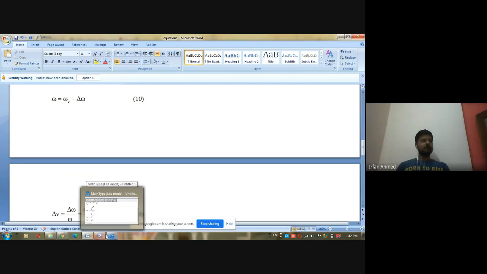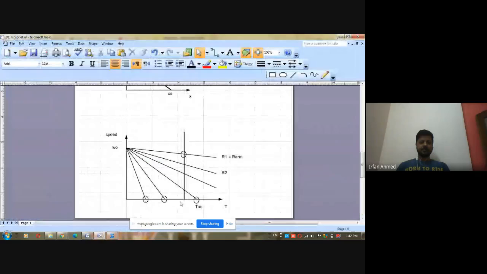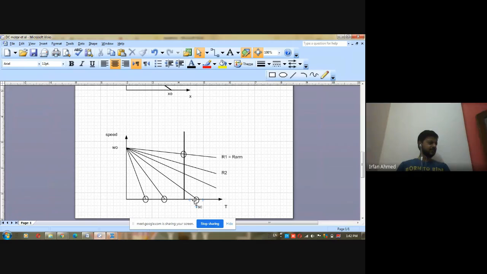Omega is equal to omega naught into 1 minus T by TSC. Here omega is 0. That means 1 minus T by TSC is equal to 0, or T is equal to TSC. So that does not answer our question. How to find TSC?